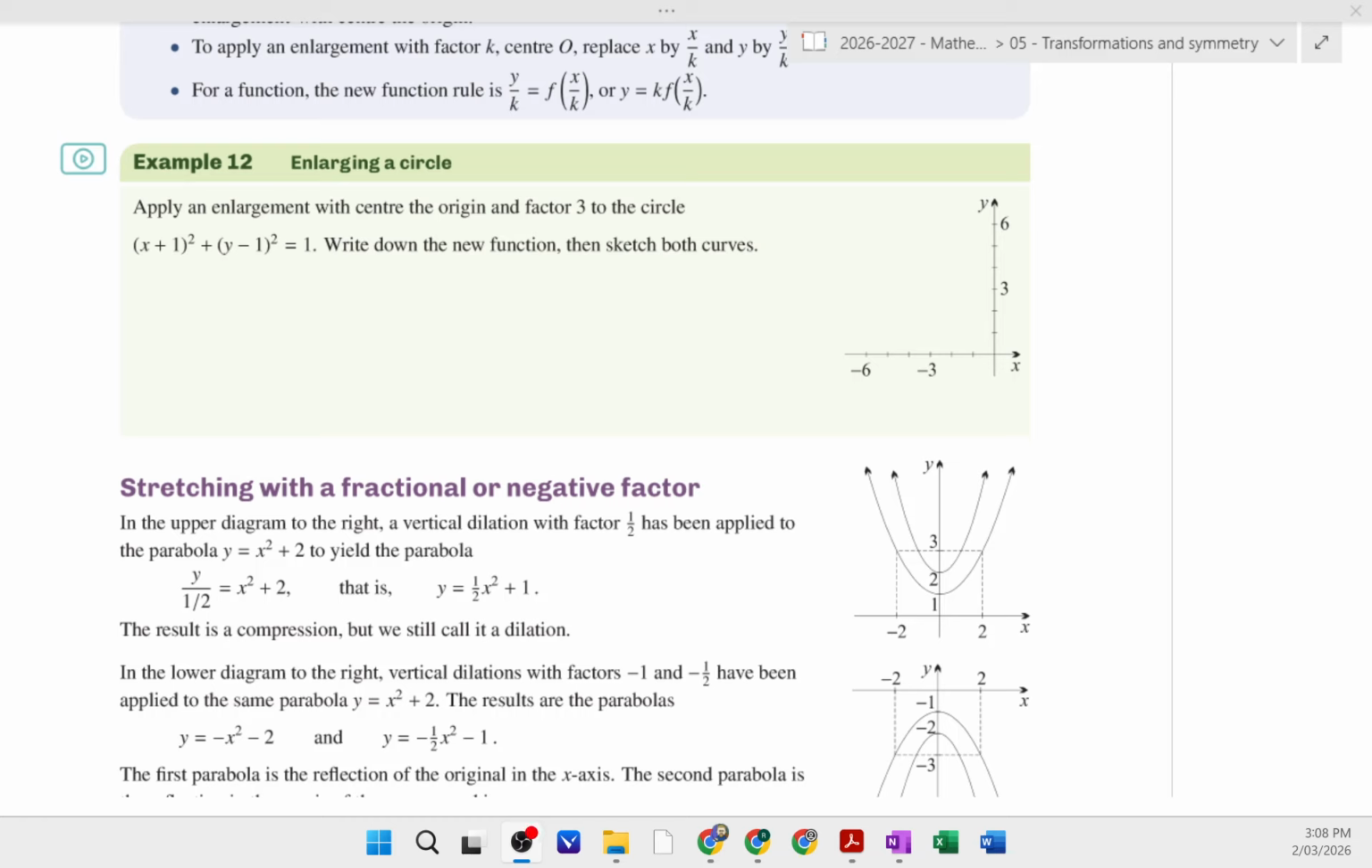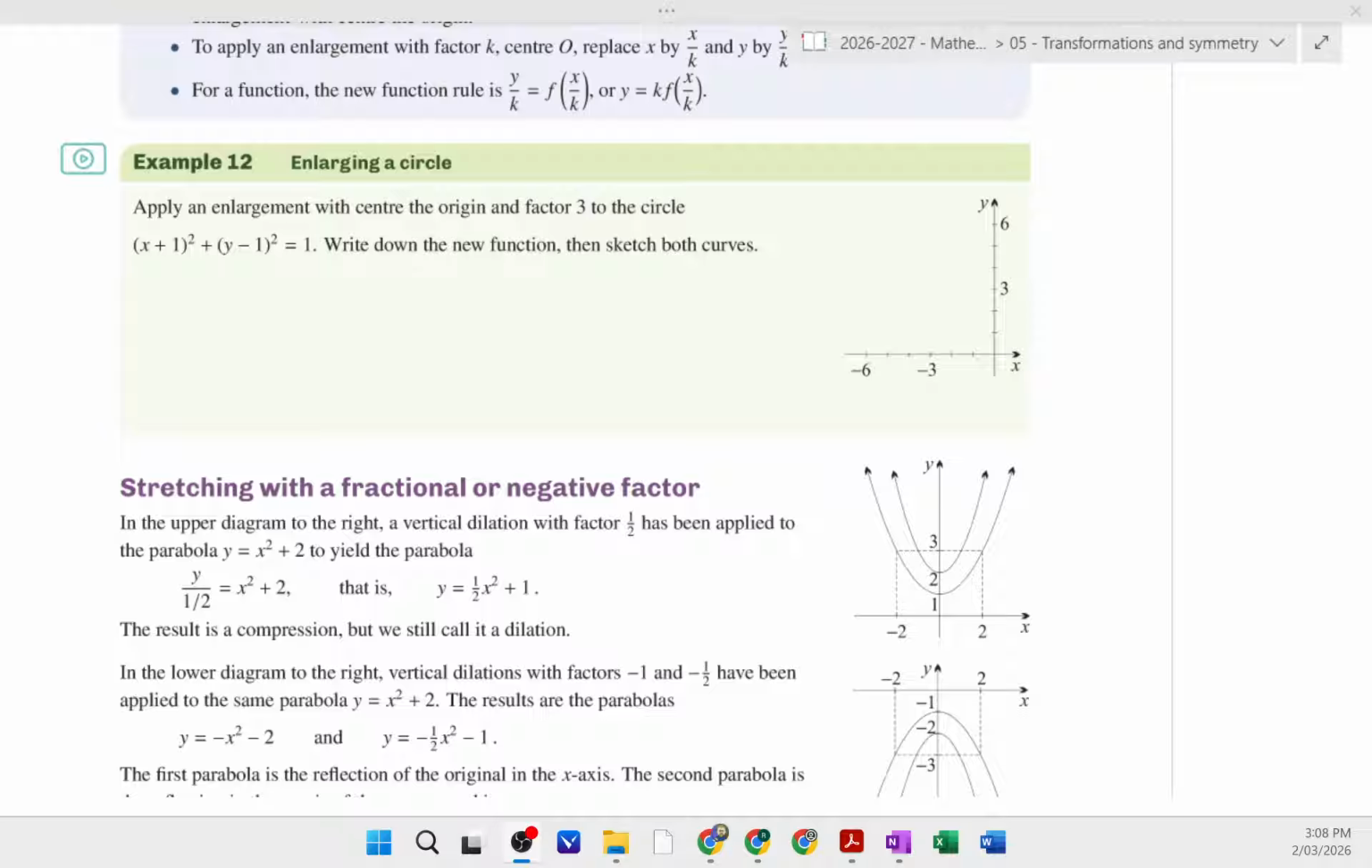All right, our next one, example 12, enlarging a circle. So it says to apply an enlargement with center, the origin, and factor 3 to the circle. So we're blowing it up by a factor of 3. But it also has asked us to apply enlargement with center, the origin, and factor 3 to the circle.